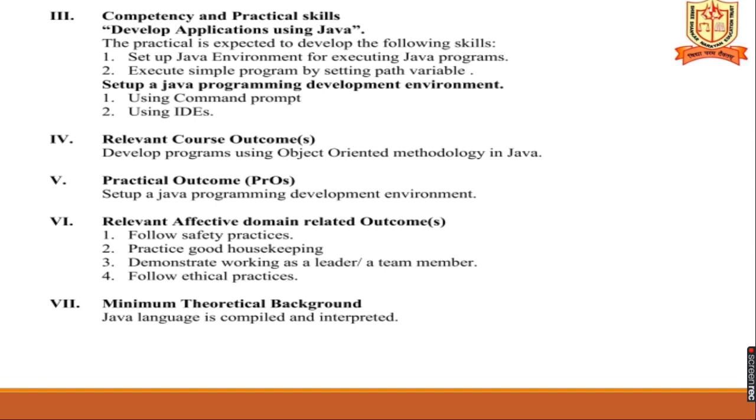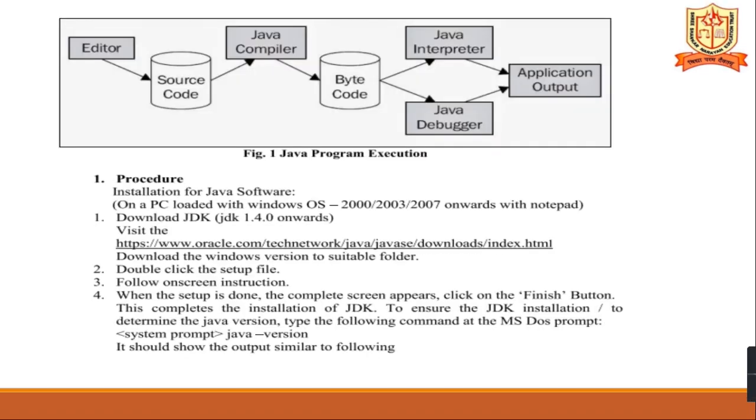Relevant course outcomes: develop programs using object-oriented methodology in Java. Practical outcomes: set up Java programming development environment. Relevant affective domain related outcomes: follow safety practices and practice good housekeeping; demonstrate working as a leader and follow ethical practices. Minimum theoretical background: Java language is compiled and interpreted.